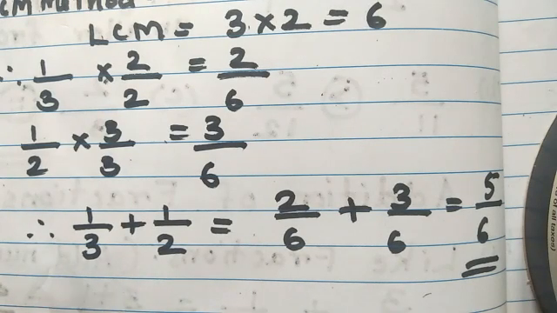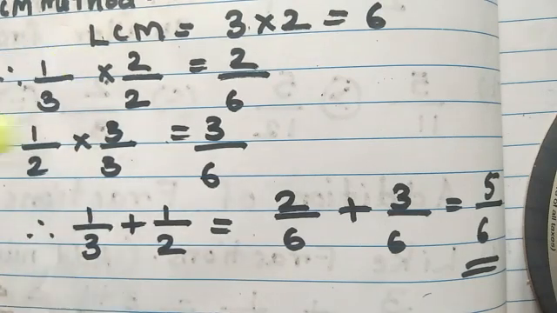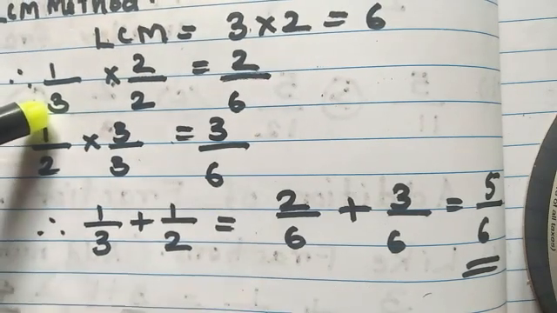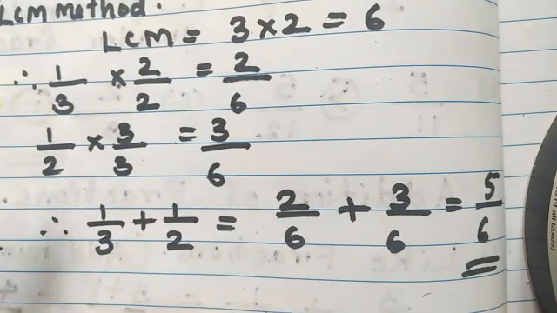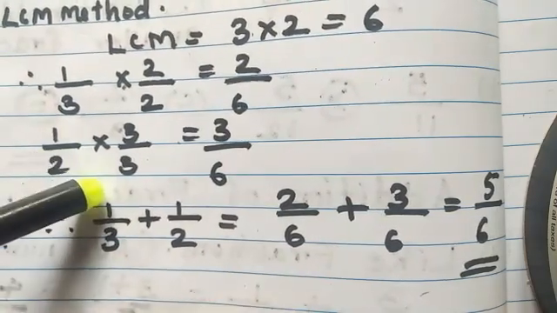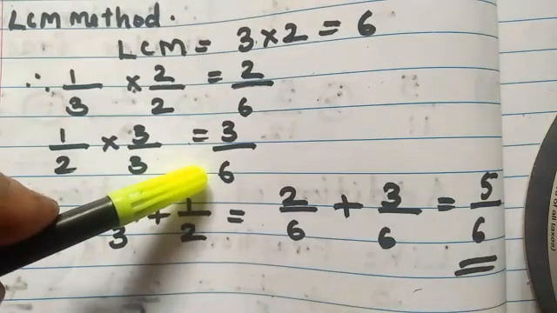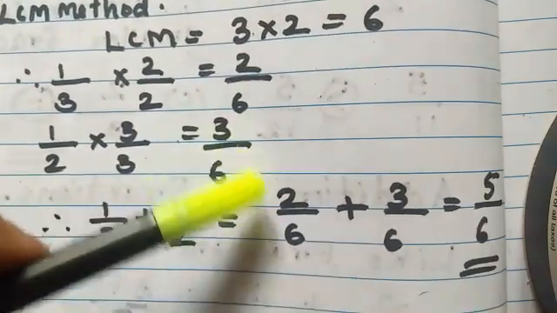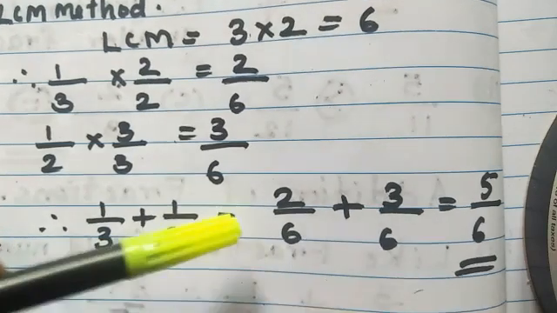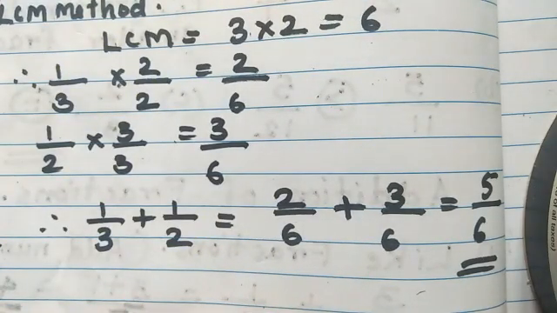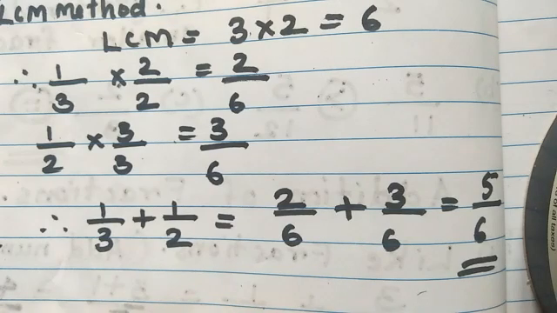So LCM is 6. 1 by 3 into 2 by 2, because we want to change this 3 to 6. Here this 2 to 6. So we multiply by 2 by 2 and then 3 by 3. So we will get 2 by 6 and 3 by 6. Then add as in the last section, 2 by 6 plus 3 by 6, 5 by 6. This is the answer. Understood? So you can use any method, but we will use the LCM method, which is preferable in the higher classes.